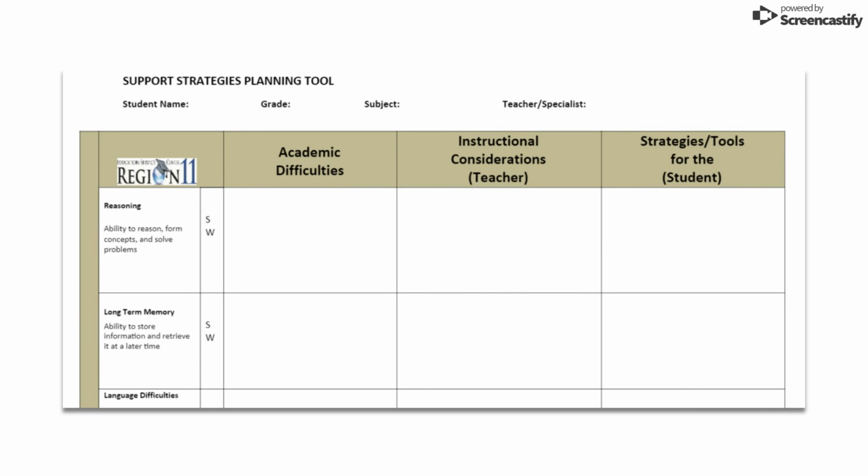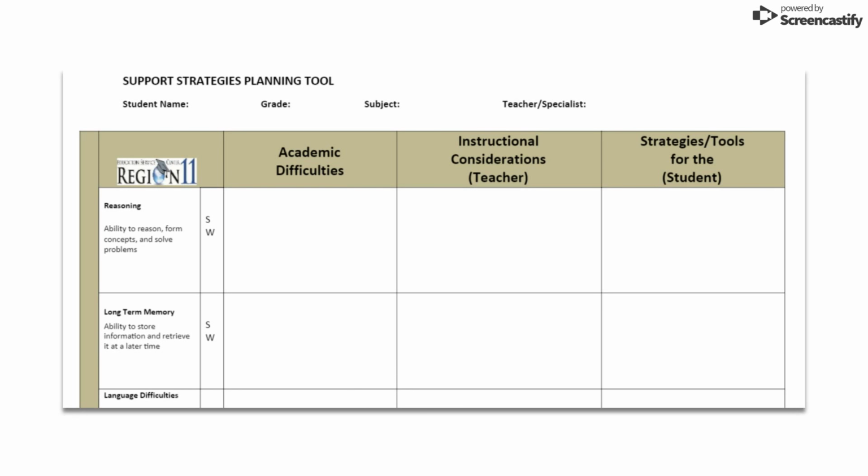Use the information you learned from the See Me, Know Me, Be Me online course to complete a strategies planning tool specific to the student. You may recognize this as the guided notes or pencil sheet from your learning journey. The difference is that this strategies planning tool is completed for the specific student for his or her strengths and weaknesses. For each weakness, list the academic difficulties, instructional considerations, and strategies.